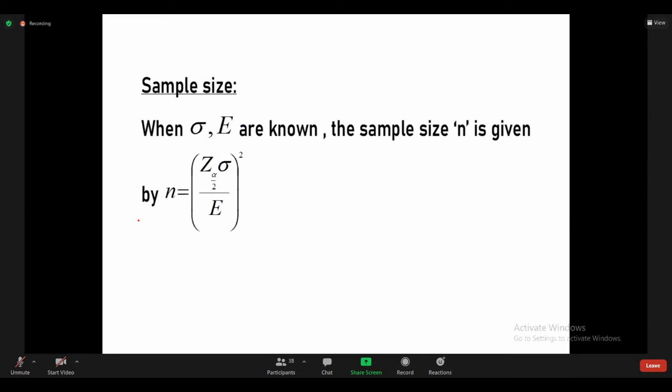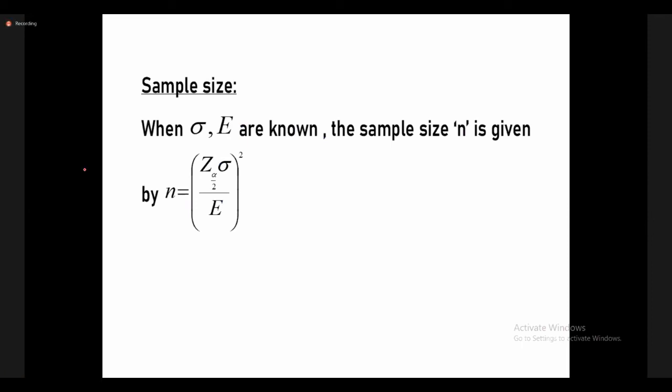Now all of you see how to find the sample size. This formula is also important. When sigma and the maximum error capital E are known, then the sample size is given by this one. Just now we discussed the maximum error formula, capital E is equal to Z alpha by 2 into sigma by root n. From this only you can get it.